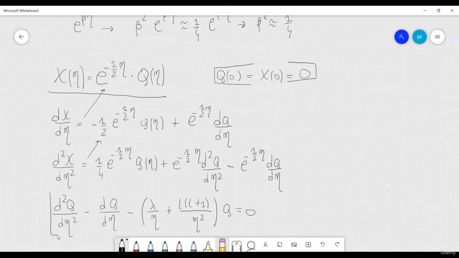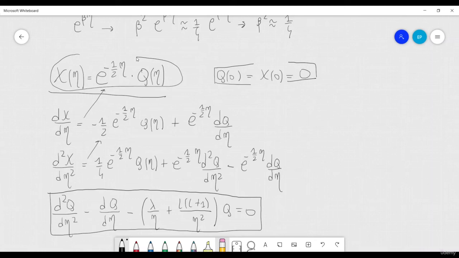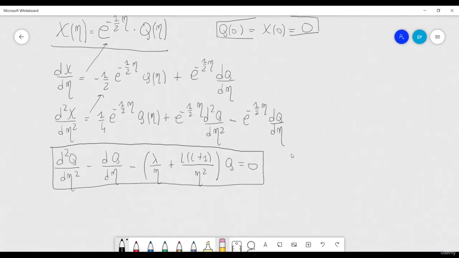So this is another differential equation for Q. And if we find Q, we find chi, because chi is written like this. So we are searching for a solution in this form. And we will see that this will give us the discrete values of the energy. But I will address this ordinary differential equation in the next video.